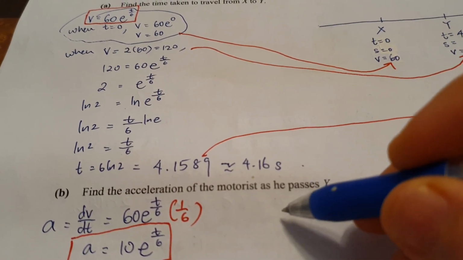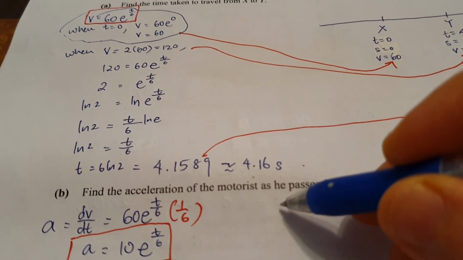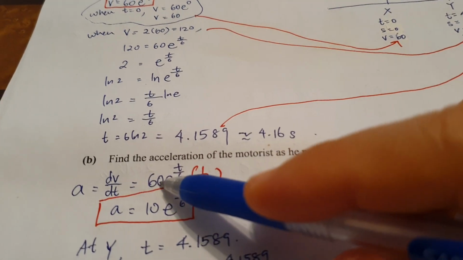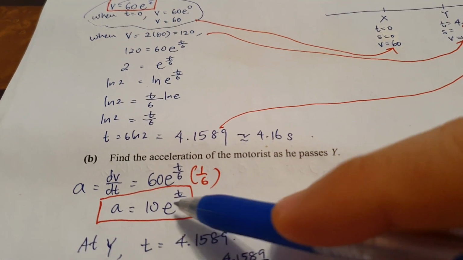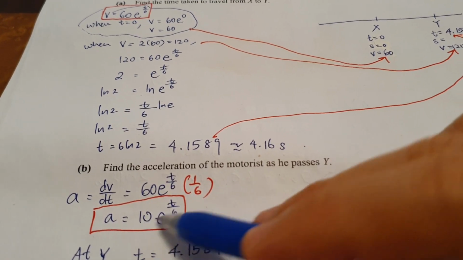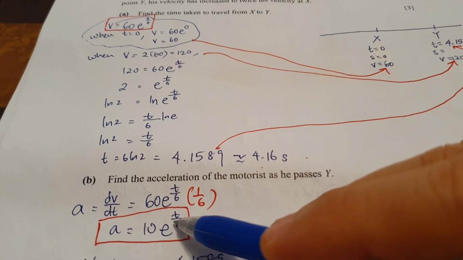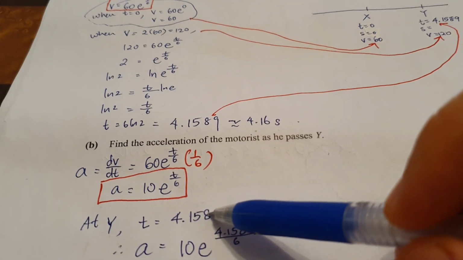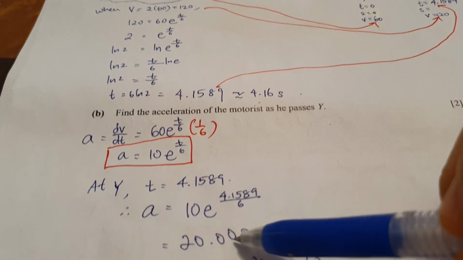So you differentiate 1/6 times t. Power bring down, power minus 1 and all that, you just get 1/6. Multiply the two constants, you will get this. So this is your acceleration formula. Sub in this timing and you will get this answer.